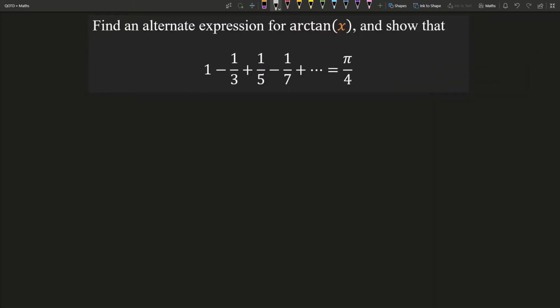Now we're asked to find an alternate expression for arctan of x and show this actually quite nice identity, that if we take 1 and minus a third and add a fifth and minus a seventh and so on, we get pi over 4. Surprisingly, this is a very nice way to calculate the digits of pi if you don't happen to have a calculator on hand. Of course, now it's pretty redundant.